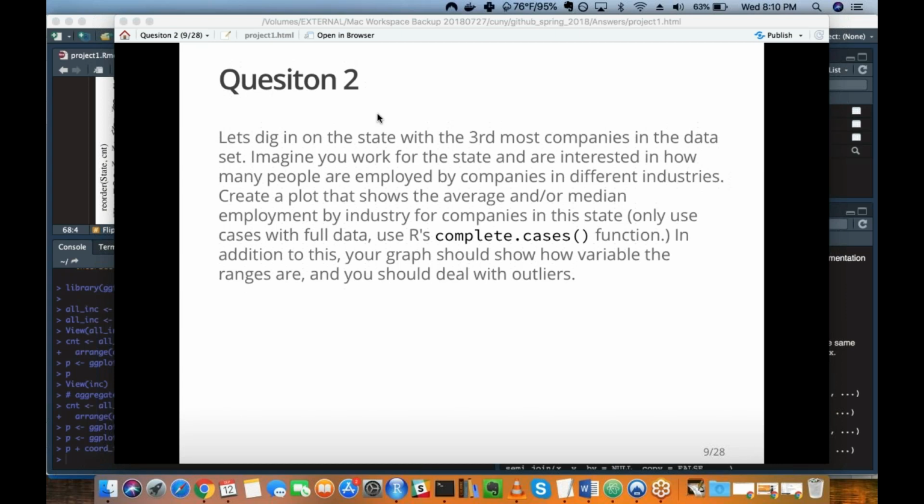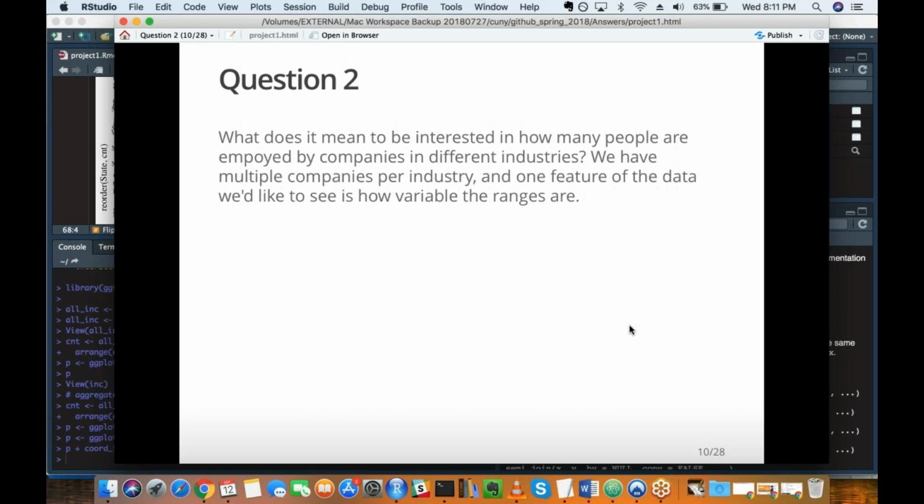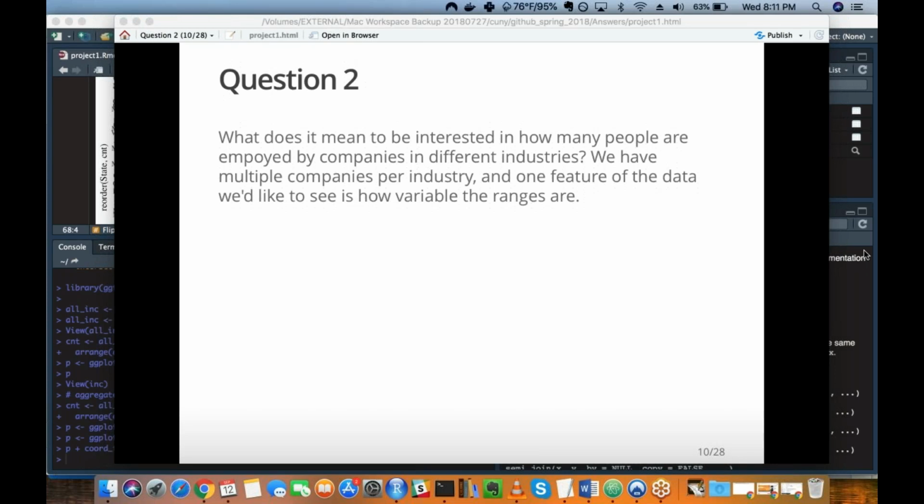We have the data, each record is a company, and we're asking questions of each industry. So there's more going on when we're looking at the question in that way. And because we have multiple companies, we have this additional information of what the range of employment is within an industry and within New York. So you can see we're looking at that here. So what does it mean to be interested in how many people are employed? We have multiple companies, and there's more information there.